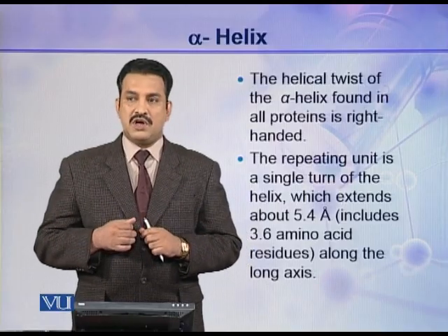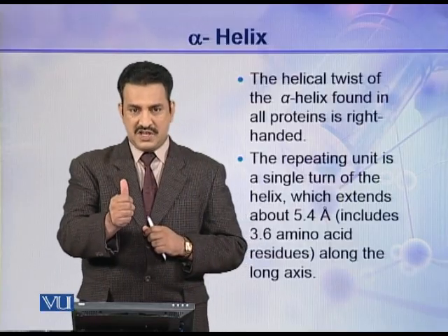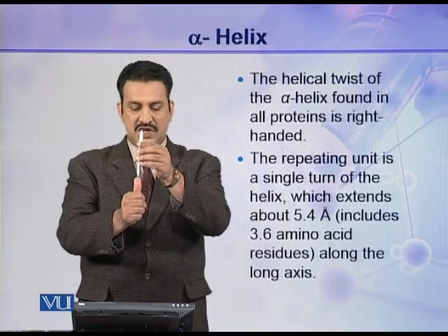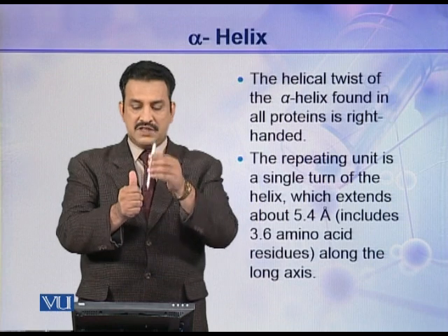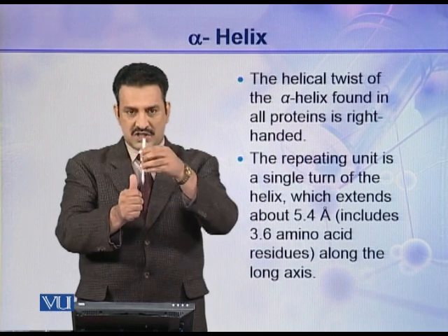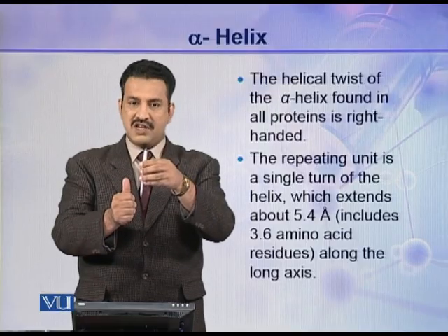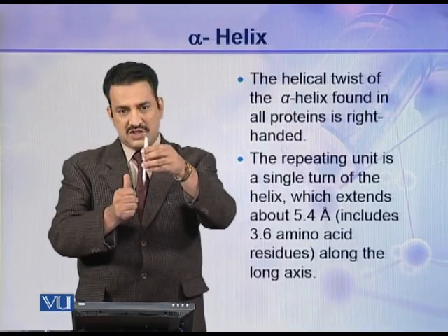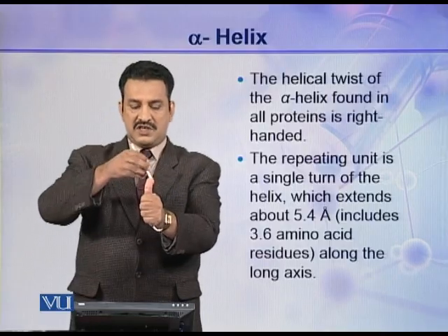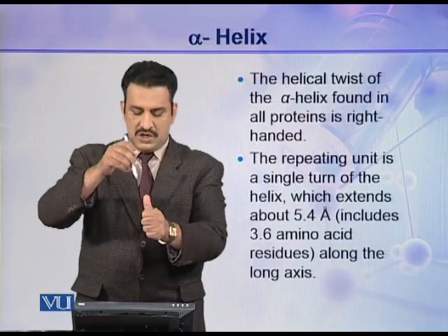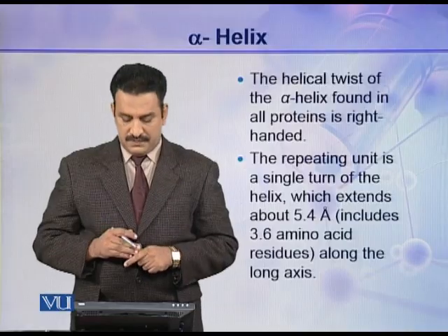So it means if we say this is the right hand and this thumb is the axis of the helix, and as the fingers are coiled around this thumb, similarly our right-handed helix is coiled in this direction. And if it is left-handed coiled, that means it is coiled like this. So alpha helix in the protein is right-handed.